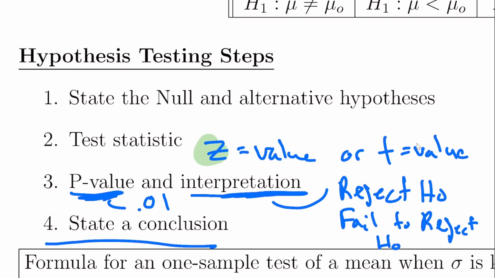So that's how the quiz is going to be broken down on Monday. You're going to have to state the null and alternate hypothesis, find the test statistic, find the p-value, interpret it by saying either to reject the null hypothesis or fail to reject the null hypothesis, and state a conclusion. Any question in regard to the quiz? Or any more questions in regard to the quiz?